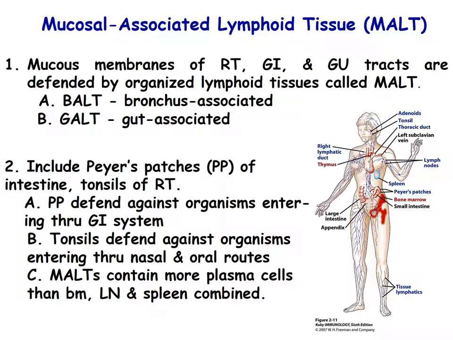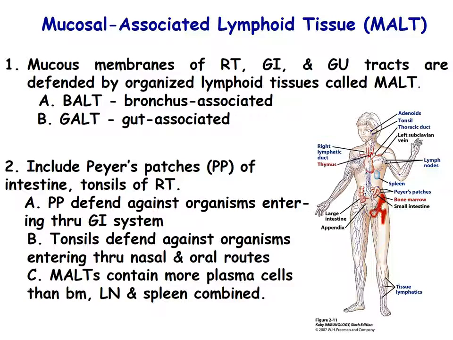That leaves us with a discussion of the mucosal associated lymphoid tissue, or MALT for short. We're talking about the mucous membranes, the respiratory tract, gastrointestinal, and genitourinary tracts, and they're all defended by lymphoid tissues. They're organized, but not nearly as much as lymph nodes and spleen. If they're part of the pulmonary system, they call them bronchus associated, so it's BALT, or the gut, it's GALT. Immunologists really like abbreviations.